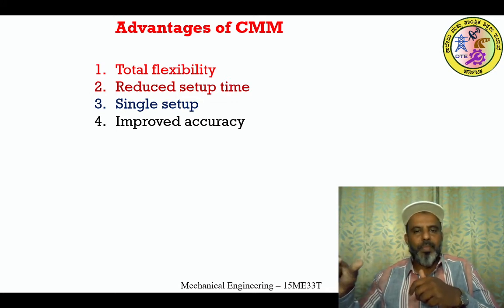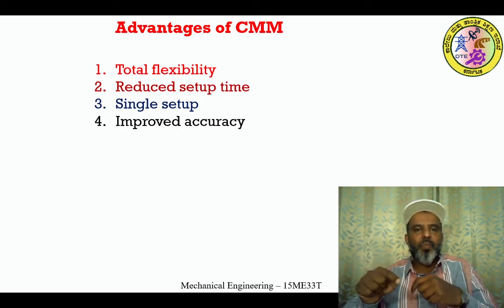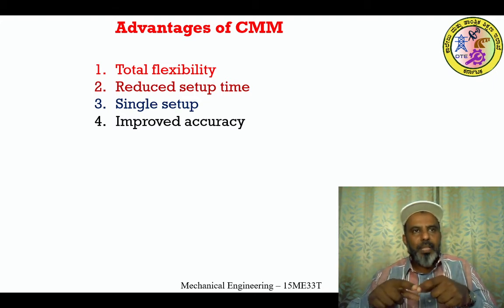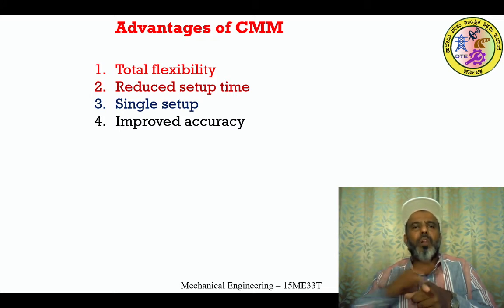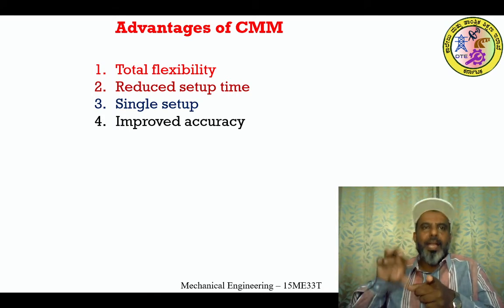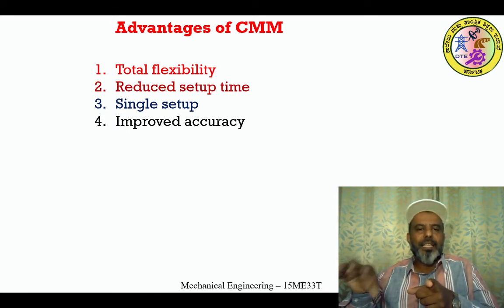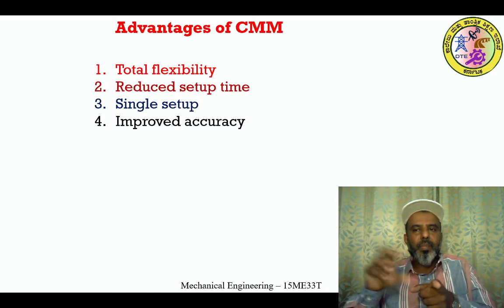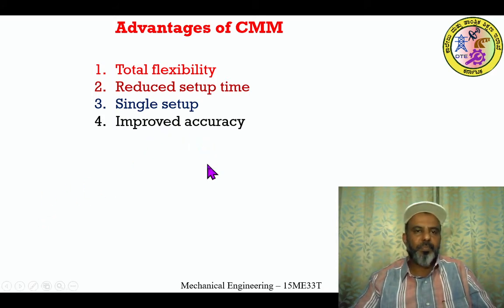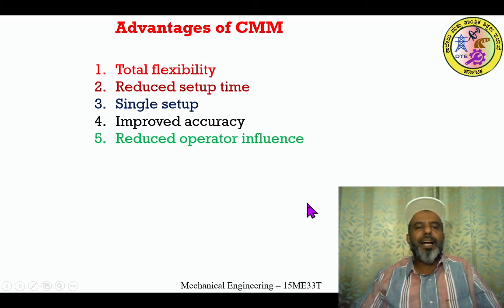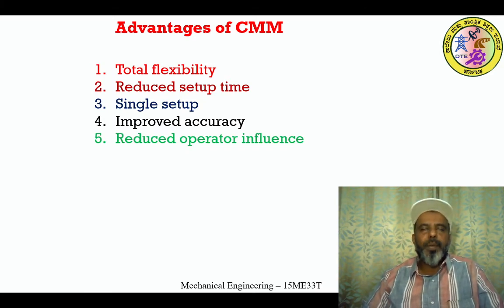data, whereas in case of a CMM, in a single setup from the same reference without changing the position, we can calculate all the dimensions accurately. Eliminating these hand inspection errors and giving the correct data is referred to as the improved accuracy. Then next is the reduced operator influence.